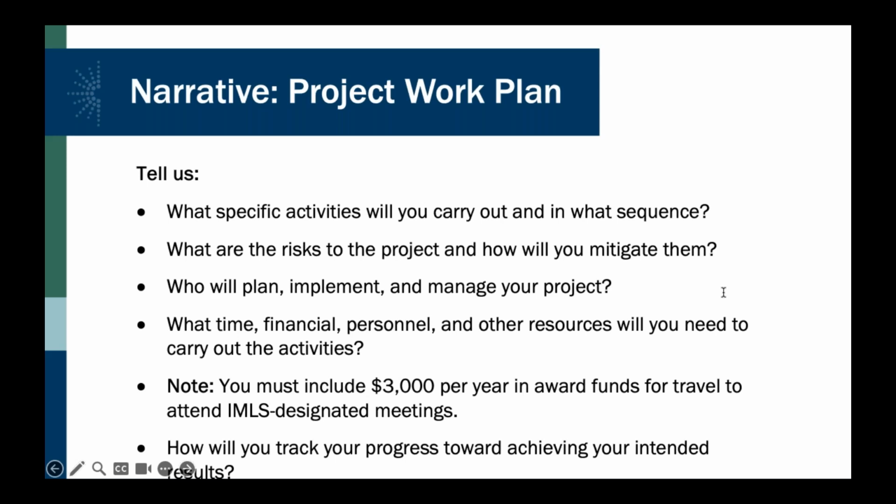Please note that in your budget, you are required to add $3,000 per year for travel to an IMLS designated meeting. You will add this line item in the travel section of your IMLS budget form on the federal grants funds side of the budget. This expense is used to cover your participation in convening of grantees at a place and location to be determined by IMLS.